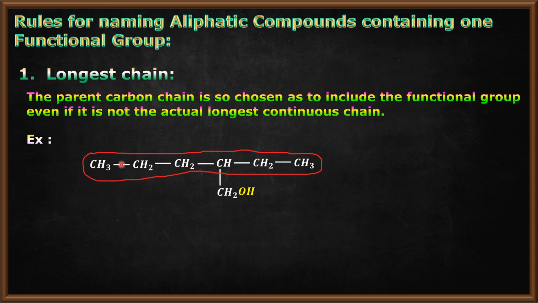It contains 1, 2, 3, 4, 5, 6 carbons, but it doesn't include the functional group. So this is the wrong selection of parent chain. We have to select the longest continuous chain as this, because it includes the functional group OH.